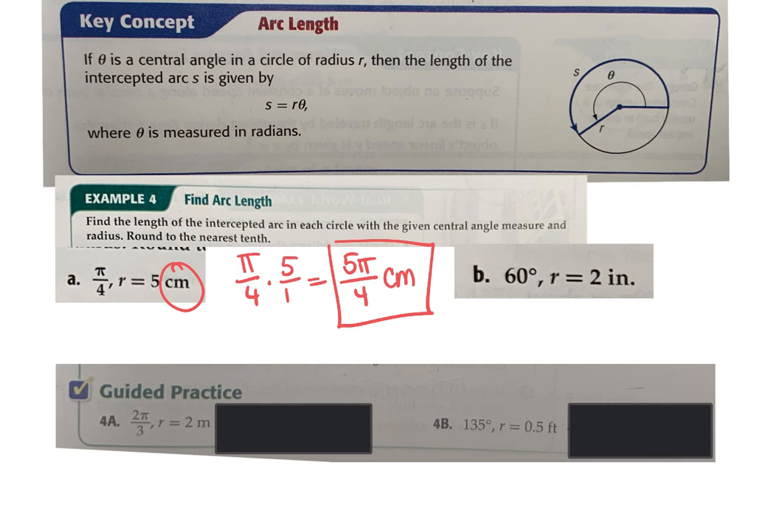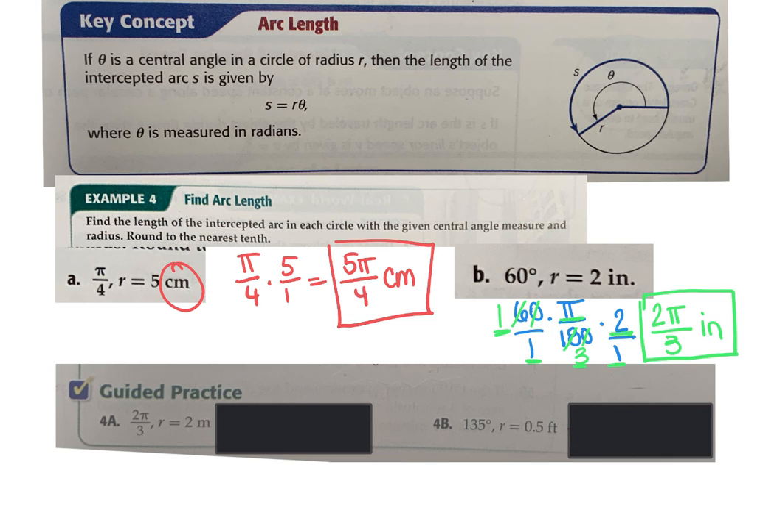Very simple, okay? The second one is in degrees, so I need to convert it. So I'm going to take 60 times pi over 180 times my radius. And you can multiply all of those if you want to, and you can do your cross-canceling, right? The zeros cancel out. The 6 goes into 18. Then we multiply across: 1 times pi times 2. That is 2 pi. On the bottom, I have 1 times 3 times 1. 2 pi over 3 inches.